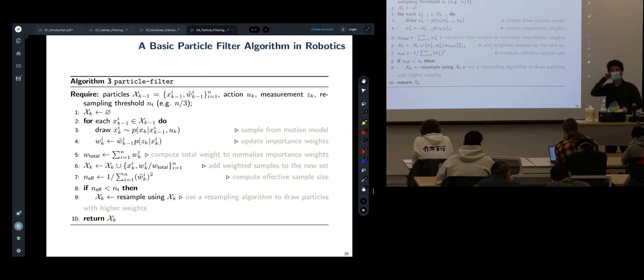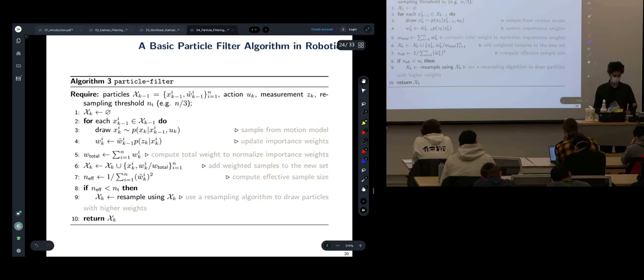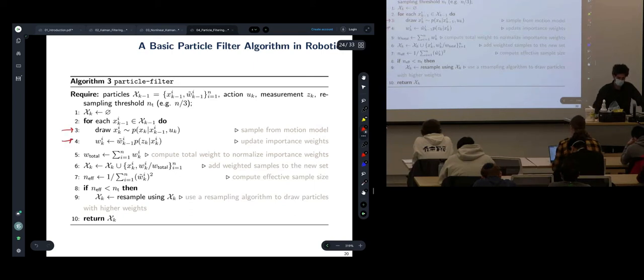So the previous one is important because you read some papers, they're proposing something more complicated, maybe using sensor models and other ideas, right? But the first time you want to implement a particle filter for your problem, probably you want to try this. The difference is that you draw samples from your motion model and update the weights by just multiplying them by your likelihood.